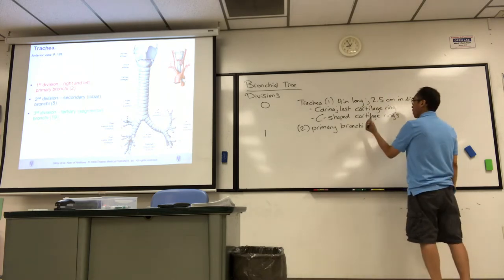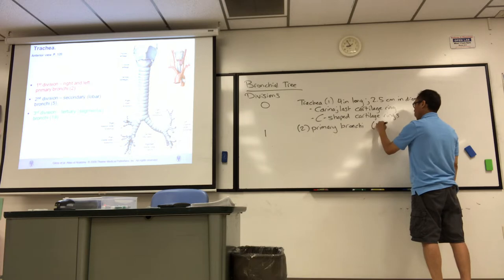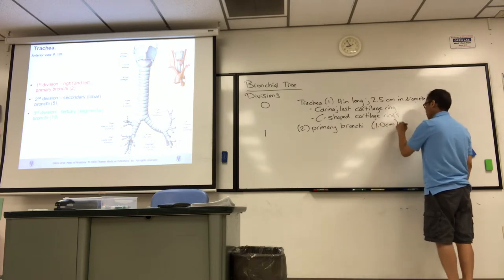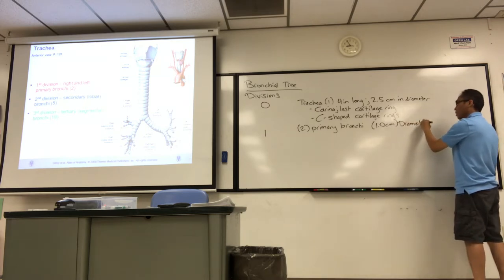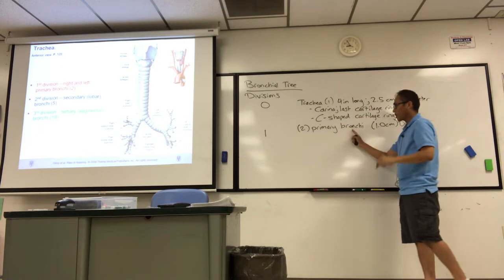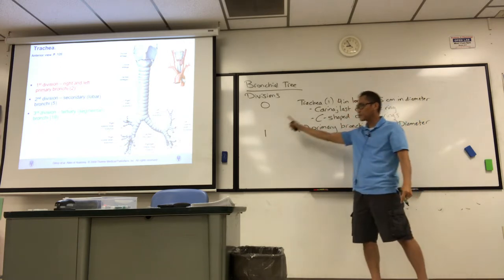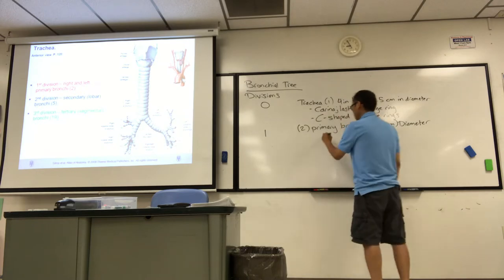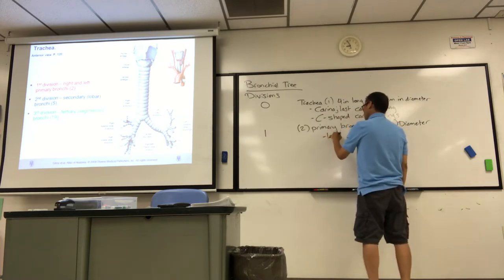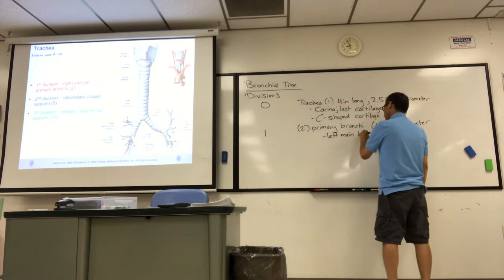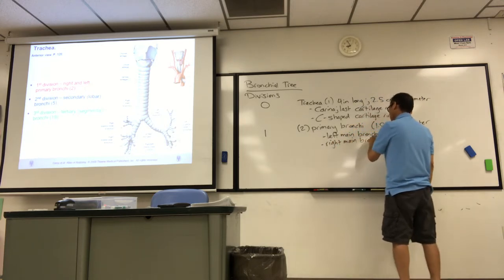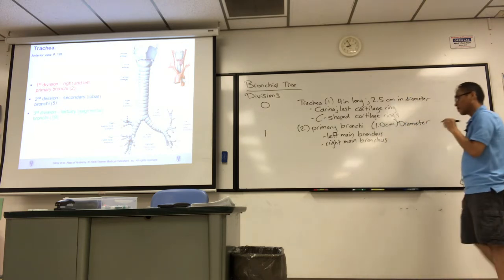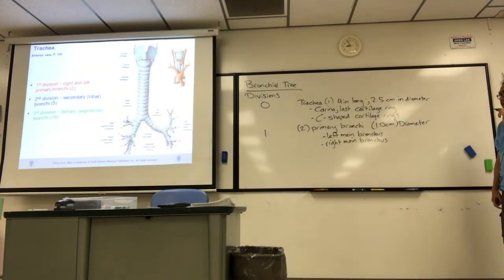And with each division, you get smaller. So maybe these are 1 centimeter in terms of diameter. I won't refer to length, I'll just refer to diameter. These two airways are called primary bronchi because it's the first division. When we refer to them individually, you have one left main bronchus, and you have one right main bronchus.